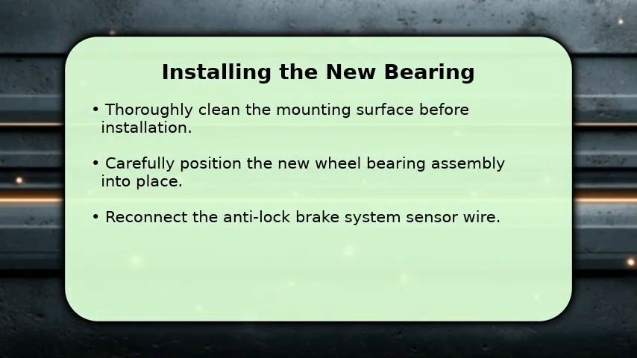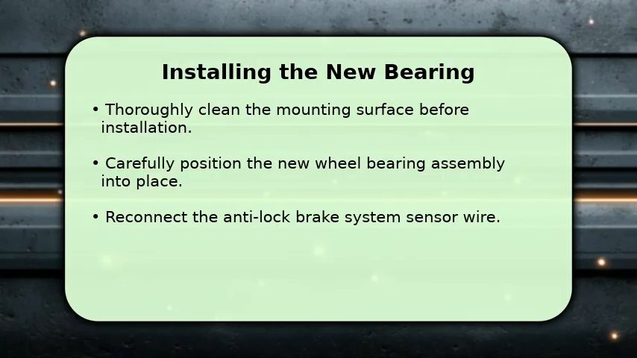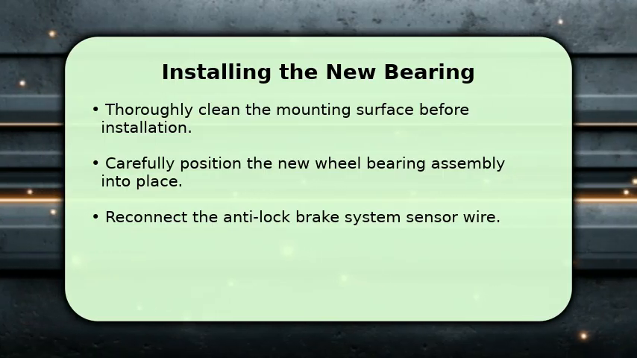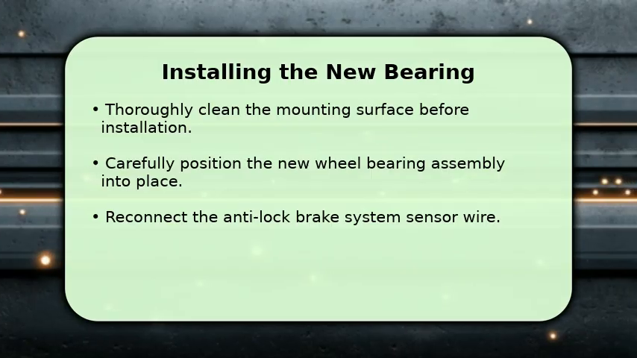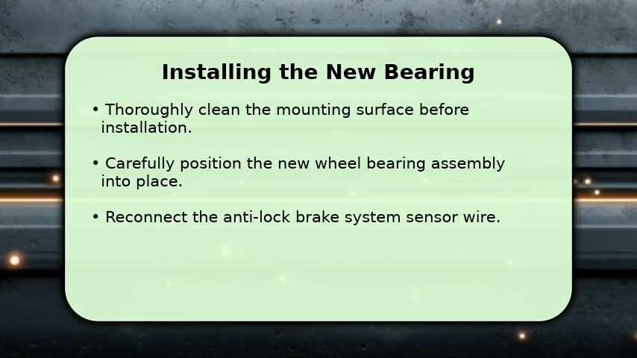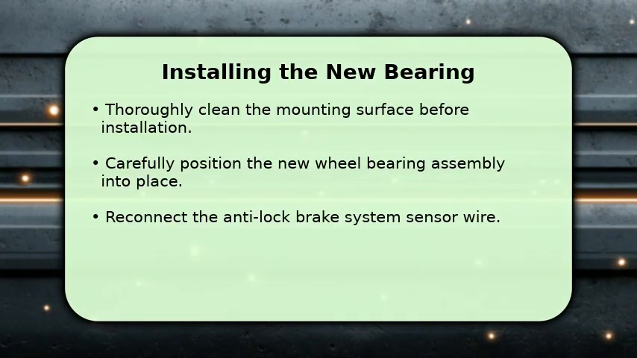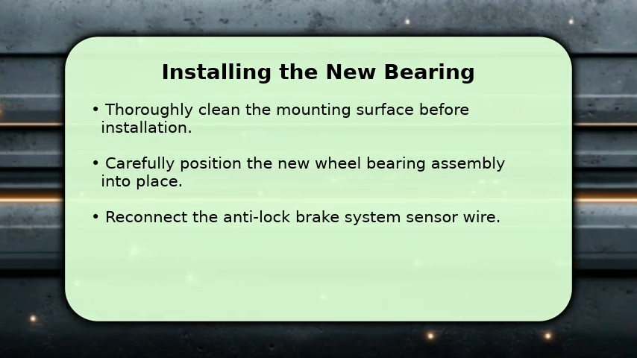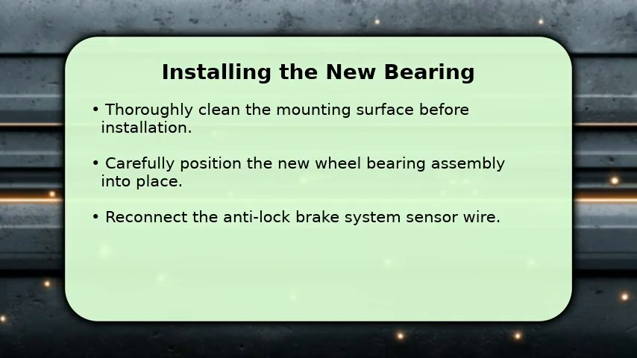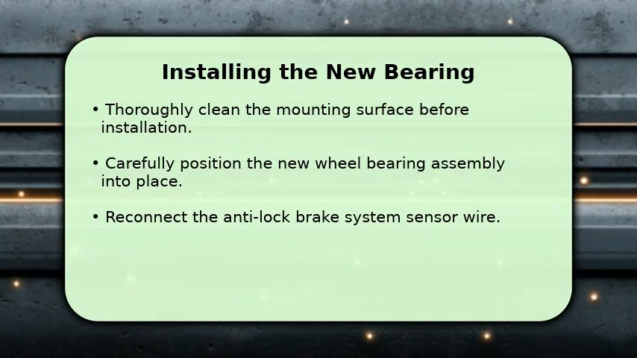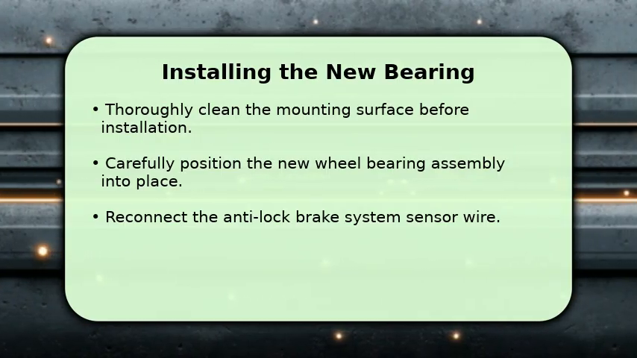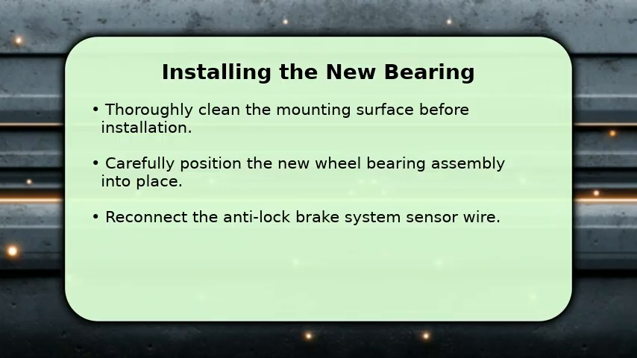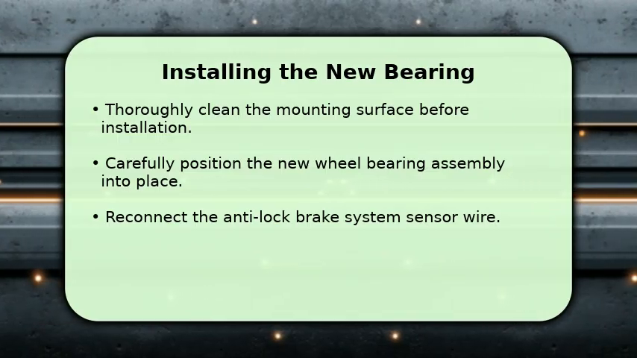Now, let's install the new wheel bearing. Begin by thoroughly cleaning the mounting surface to ensure a proper fit. Carefully position the brand new wheel bearing assembly into its housing. Reconnect the anti-lock brake system sensor wire securely to the new unit. Then, meticulously reinstall the brake rotor, the caliper, and finally the wheel, reversing the steps you took during disassembly to ensure everything is correctly aligned.